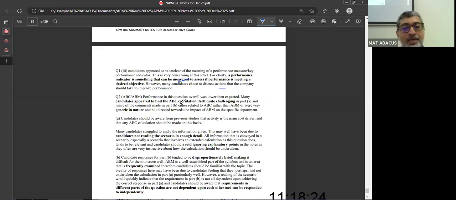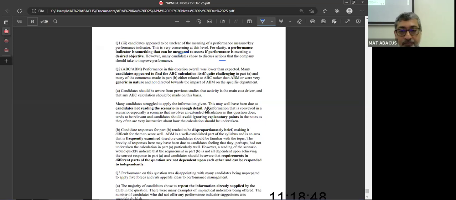Many of the comments made in Part B either related to ABC rather than ABM, were very generic in nature, and not directed towards the impact of ABM on a specific department. So you can expect, maybe not immediately, this type of question, but other types of question related to other costing systems may be coming soon and going to highlight the same issue. So we need to resolve this problem before you go for your next exam.